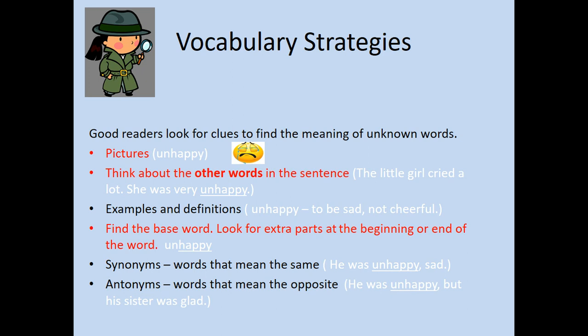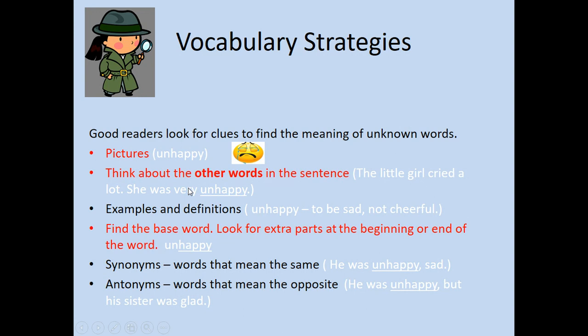Now that you know why it is important to figure out the meaning of words, let's take a look at our anchor chart. It reads, good readers look for clues to find the meaning of unknown words. Good readers can look for clues in the pictures. Let's pretend we don't know what the word unhappy means. But if we saw this picture on the same page as the word unhappy, we would know that unhappy means to be sad.